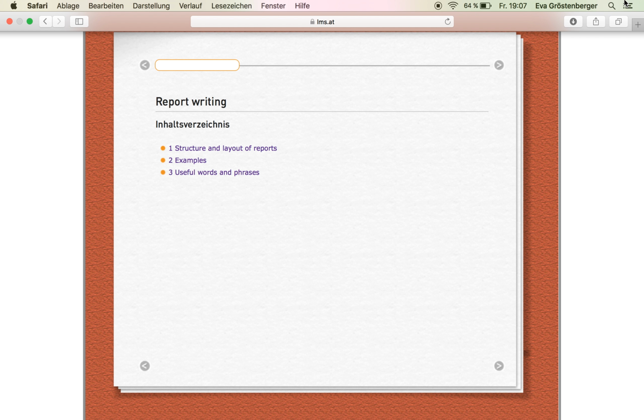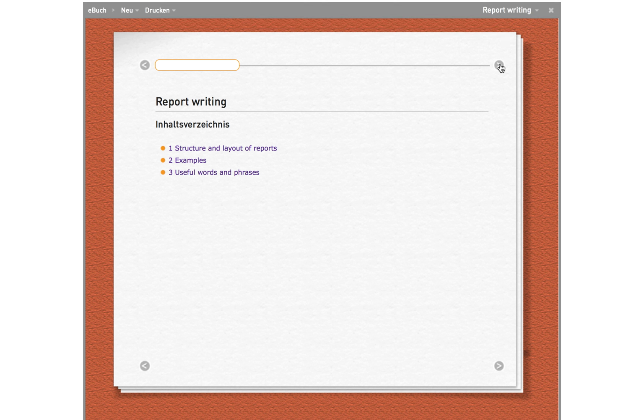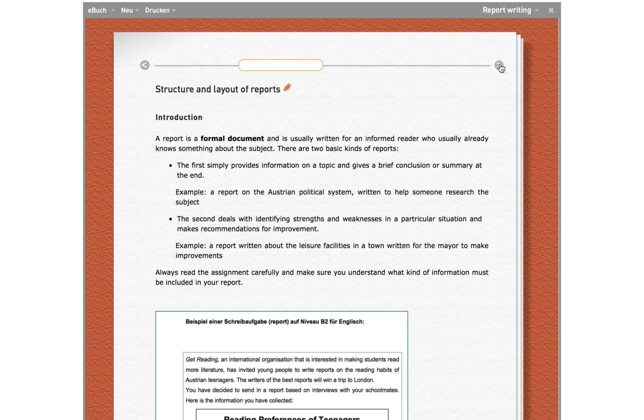Right, let's have a look at how you write reports. First of all, the structure and the layout of reports. As you know, a report is a very formal document and it's usually written for an informed reader who usually already knows something about the subject. There are basically two kinds of reports that you will be required to write.